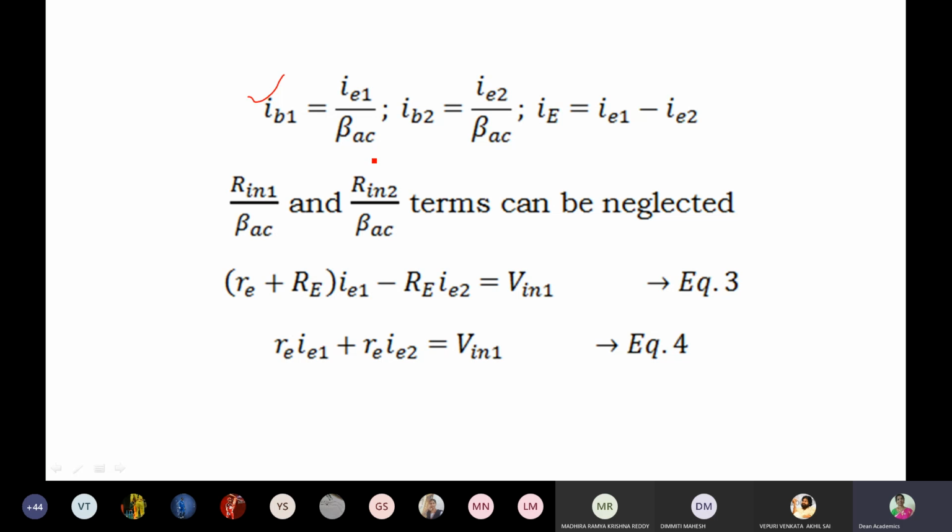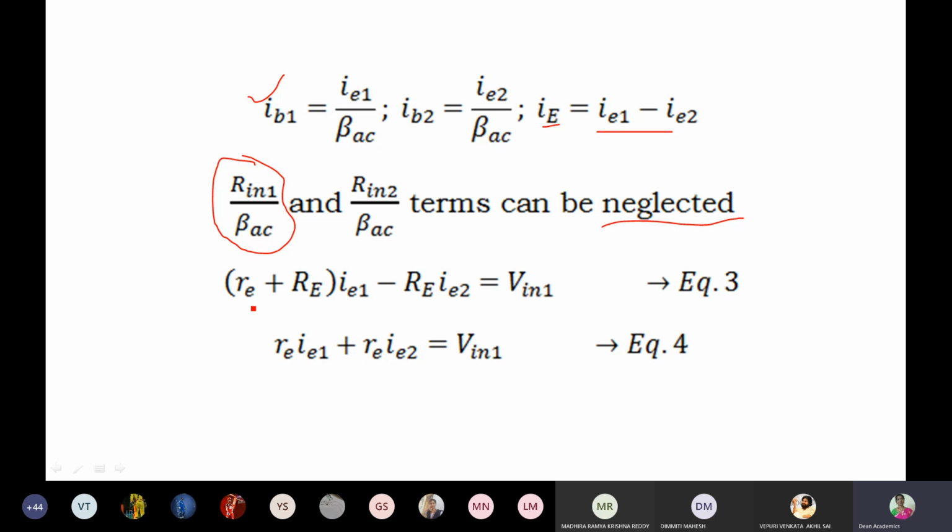So you express wherever you have IB1 in the previous equations, and wherever you find capital IE, you write IE1, IE2. You substitute those, and we also know that the term R_in by beta AC can be neglected. Therefore, finally you can write, as we did for the previous dual input balanced output differential amplifier, we have done all that.